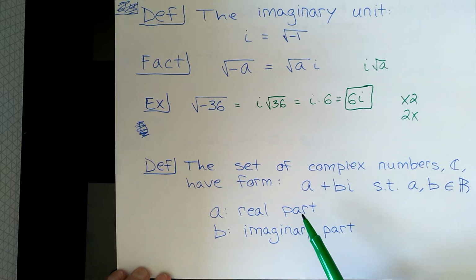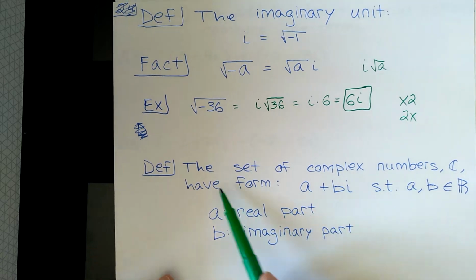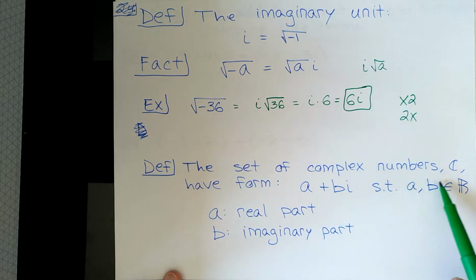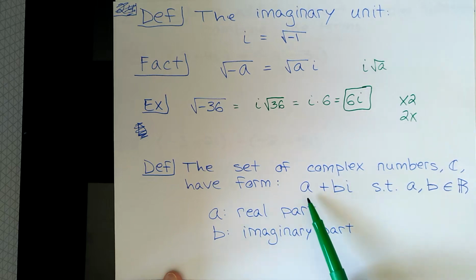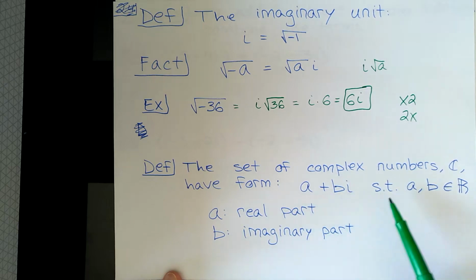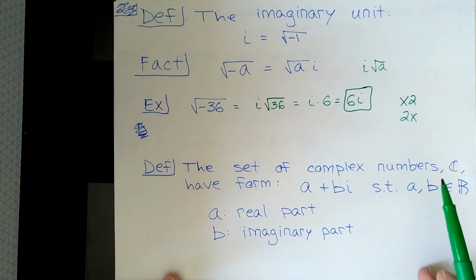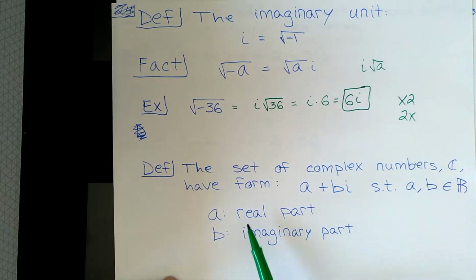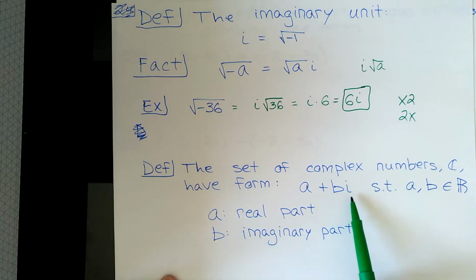Alright, so now let's get to the reason why that's important. Well, we have a definition that says the set of complex numbers, which we write as this C with a line through it, have the form a plus bi, such that a and b are in the real numbers. This capital R with a line through it represents the real numbers. And we say a is the real part of the complex number and b is the imaginary part. Notice that it's written bi.